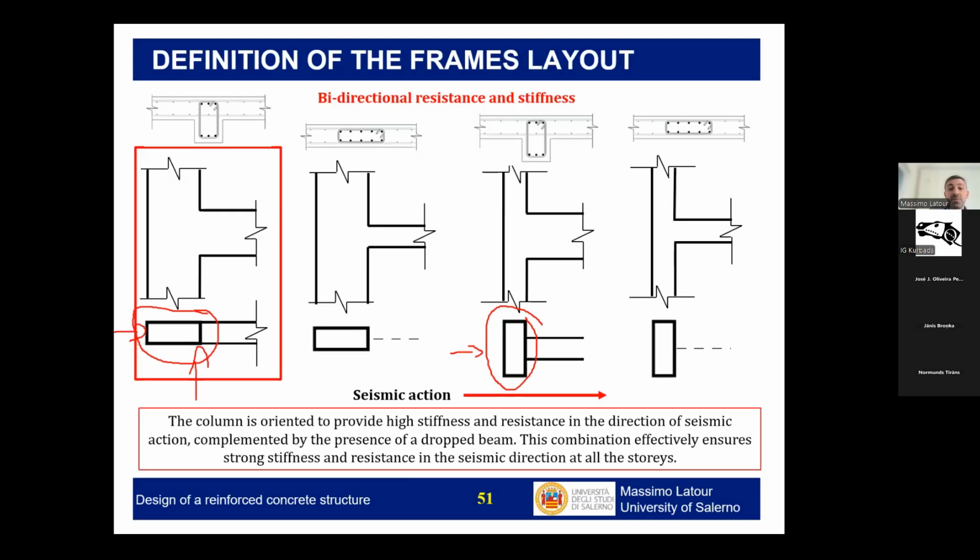The same thing applies for the beams. If I'm using hidden beams, typically a frame with hidden beams is not providing a big contribution. So the lowest seismic contribution will typically be given by this layout, where I have the column in the minor axis direction and hidden beam. The best will be given by this layout, where I have the column oriented in the major axis and the dropped beam.